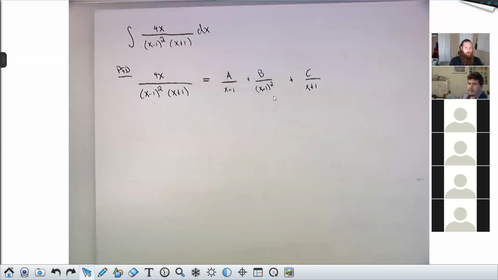Wouldn't you split the x minus 1 up into x minus 1 times x plus 1? Like, would you keep it as x minus 1 squared in your PFD sort of setup? I want to make sure I'm understanding right.